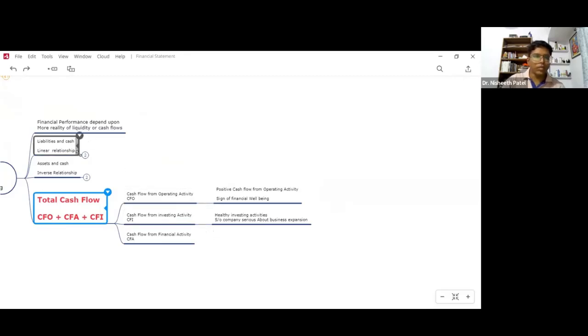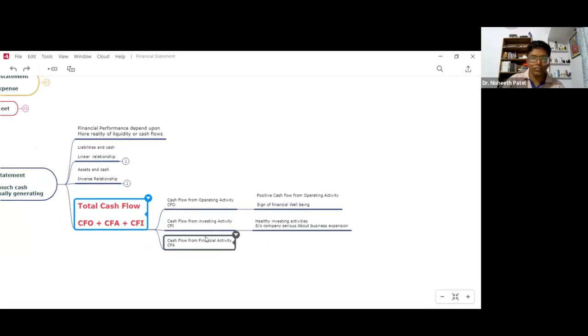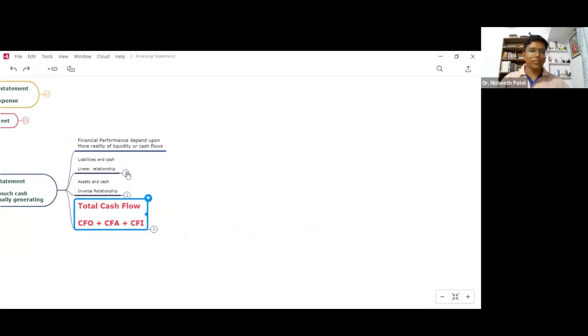Now, cash from investing activity: if the company invests in some other business segment, or purchases some assets, or some land or plant or machinery or any R&D, that is from the investing activities. And cash from financial activity is basically when the company has invested some amount in an FD and they are getting some interest on a yearly basis. That comes under the cash from the financial activity.